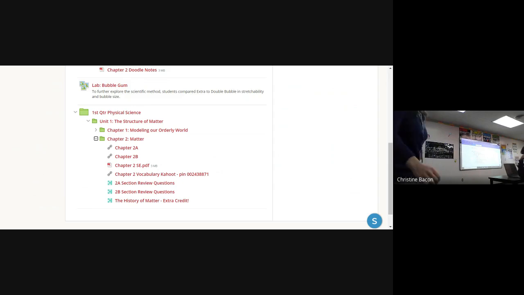So if you click on the teaching slides, right here where it says chapter 2B, those are my teaching slides, okay? If it has a link, and then the chapter 2B, 2C, 2 whatever. Chapter 2 SE is a student edition text. So if you don't have a textbook or don't have it with you, you can always find the digital copy of it here. There's a link to the Kahoot. You can play on your own. We're going to play the challenge version in class. These are your section review questions and the extra credit if you're not in honors. So anything that you need for class is right here.